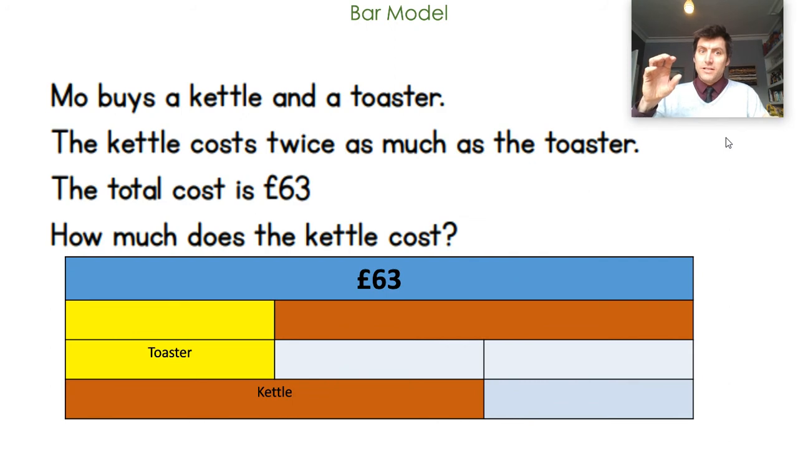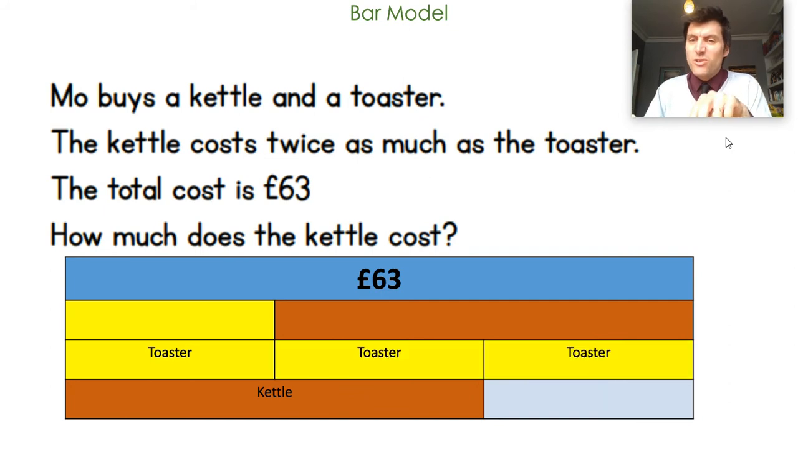So the kettle, which is the brown section, and the yellow toaster combined to make the blue £63. So that's the bar making things make sense to me. And because I know that a kettle is twice as much as a toaster, I actually know that rather than it being one toaster and the cost of one kettle, it's almost like the cost of 3 toasters.